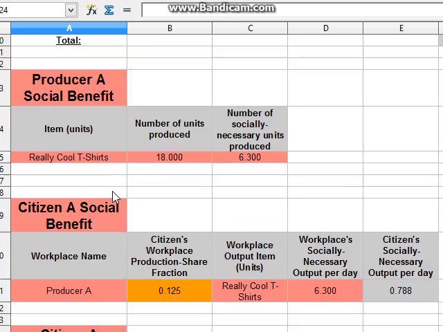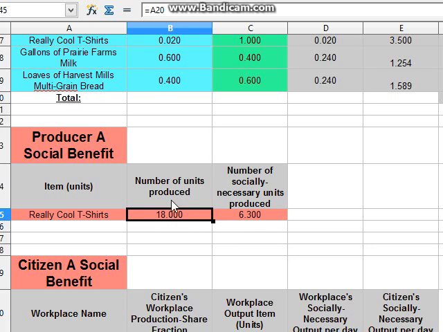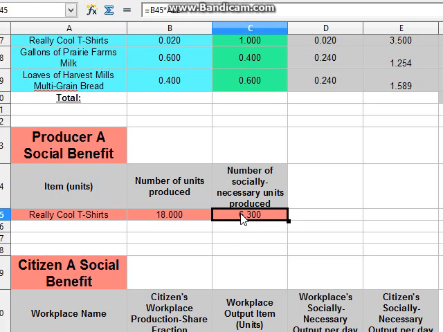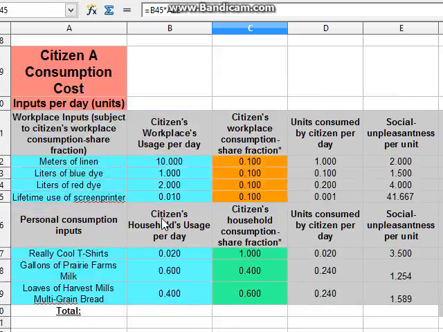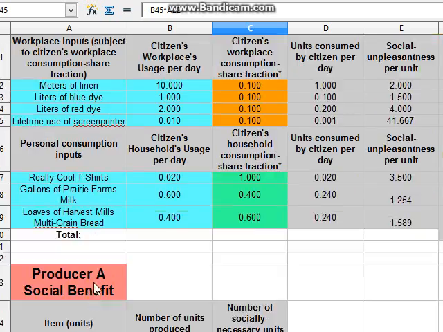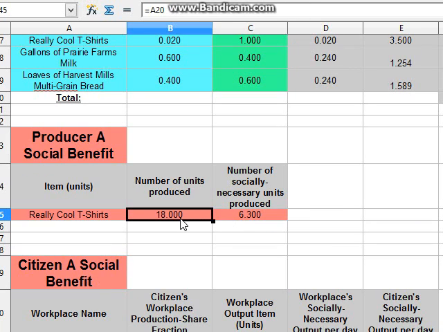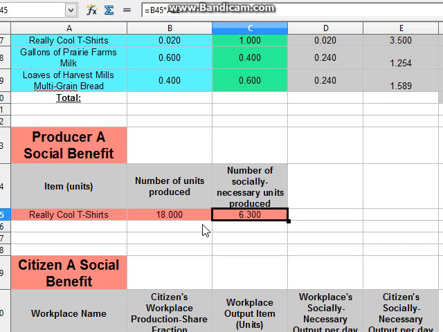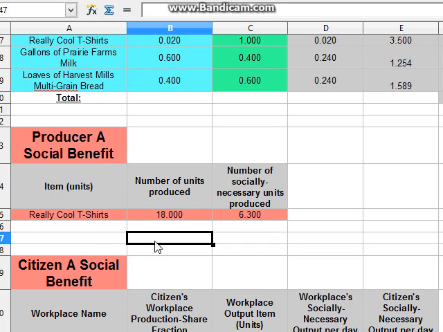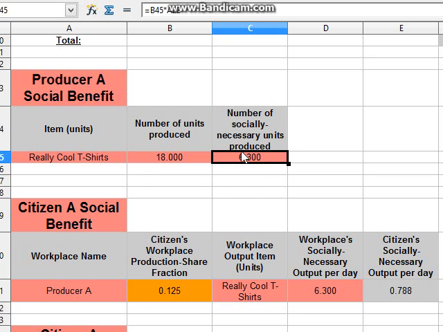So where are we at? Out of those 18, only about 35% of them are really socially necessary. You could cut this production by a third, make this utilization rate closer to 1, and that'd be a lot better. Then if you produced 6.3, but you had a utilization rate of 1, well, then that's how many socially necessary units you'd have of these really cool t-shirts. So that's the producer's social benefit right here.